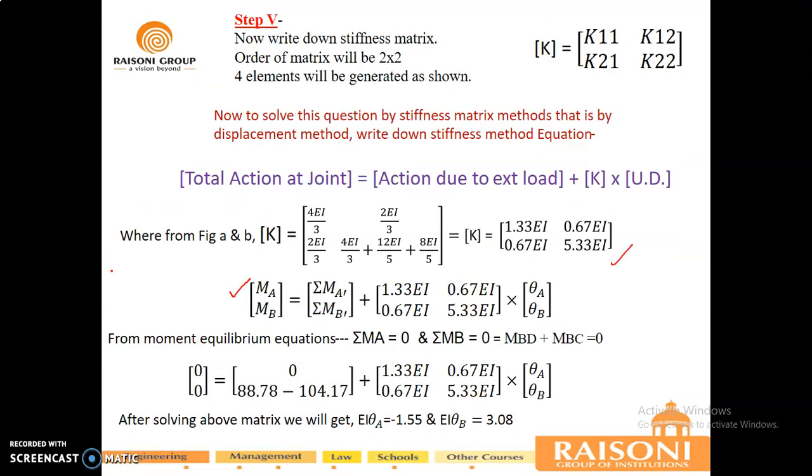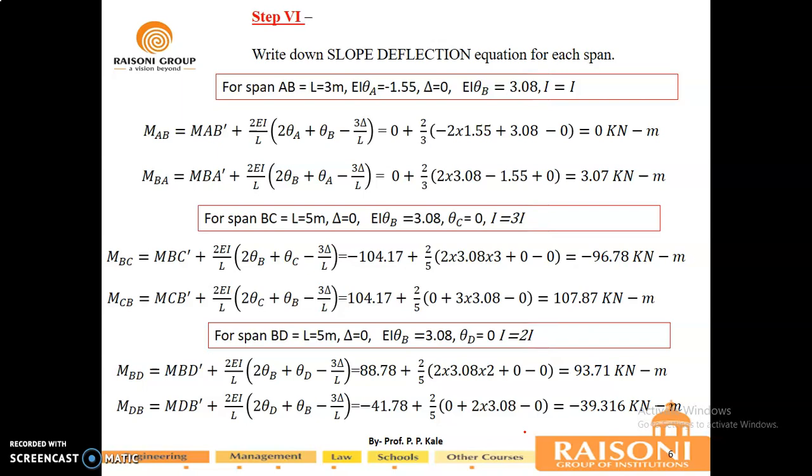But at point B, MB dash, we will have two moments, that is for MBC and MBD. Keeping clockwise positive and anti-clockwise negative, we will put the values and get this. Plus this stiffness matrix, and these are the two unknown displacements that we have to find. Solving this with the use of a calculator, we will get the unknown displacements theta A and theta B with respect to EI.